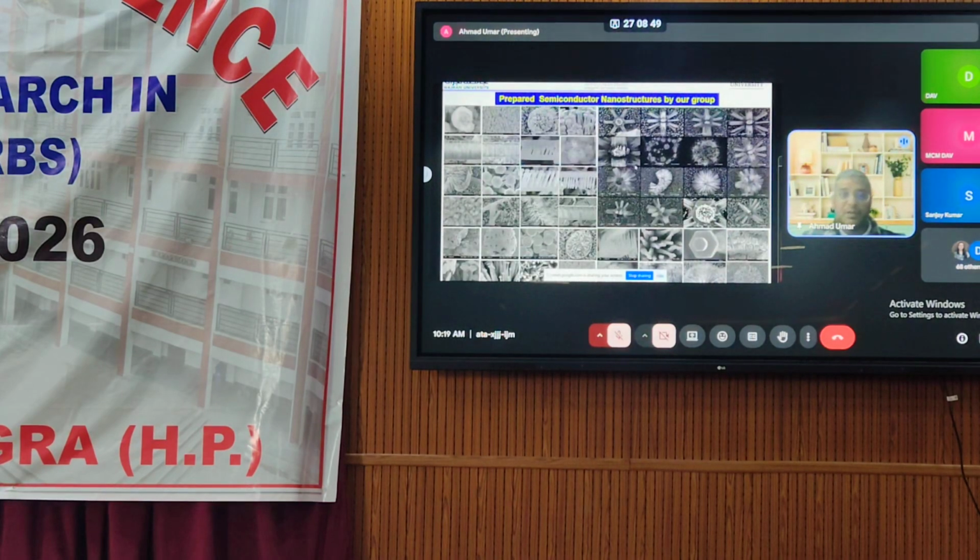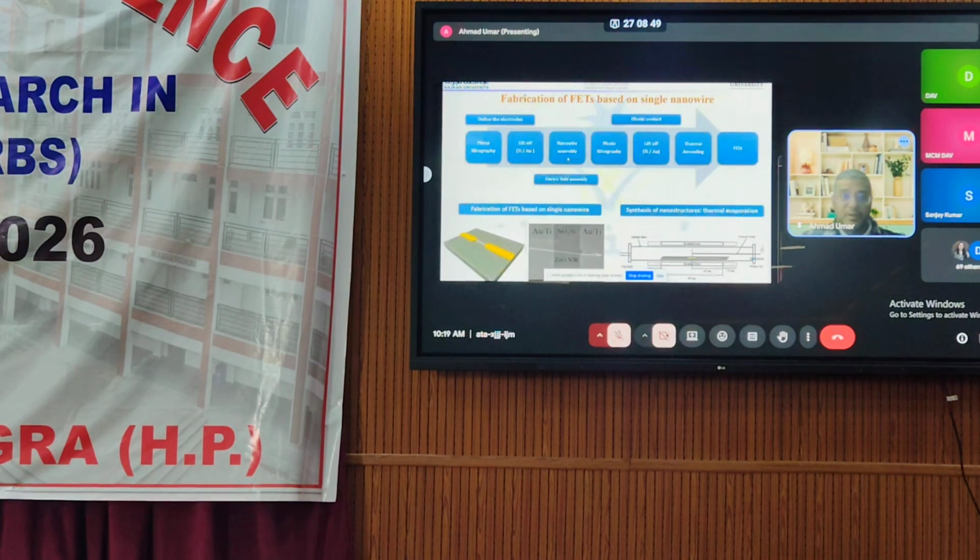So these are all different nanomaterials which were prepared in our group. We also utilized our nanowires to make devices, like single nanowire based devices. What we did, we had prefabricated electrodes on the silicon oxide silicon substrate, and we aligned our zinc oxide nanowires and checked the electrical properties, which was very good. We got very good electrical properties using this transistor.